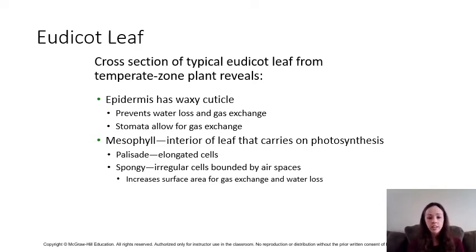The interior of the leaf is where photosynthesis takes place, and it's going to be called the mesophyll. The mesophyll has two distinct regions called the palisade and the spongy mesophyll. The palisade mesophyll has tightly packed, elongated cells that allow for the most absorption of sunlight, while the spongy mesophyll has irregularly spaced cells surrounded by air spaces. The loosely packed cells increase the amount of carbon dioxide the plant can take in and the amount of oxygen and water it can get rid of.